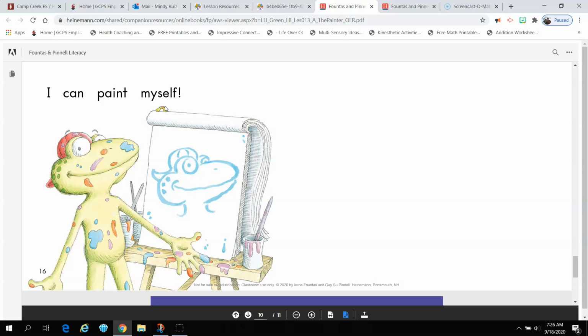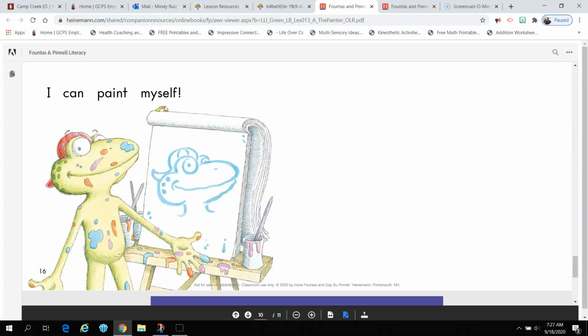All right, now tell me, how would you describe Froggy? He's the main character in this book. Remember, the main character is on every page. How would you describe him? I would say that he likes to paint. He likes to use lots of different colors.